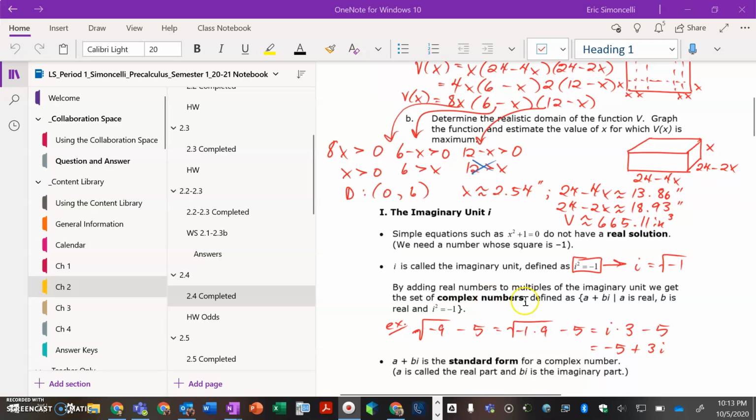By adding real numbers to multiples of the imaginary unit, we get the set of complex numbers, defined as such. The set such that a plus bi, a is real, b is real, and i squared is equal to negative 1.